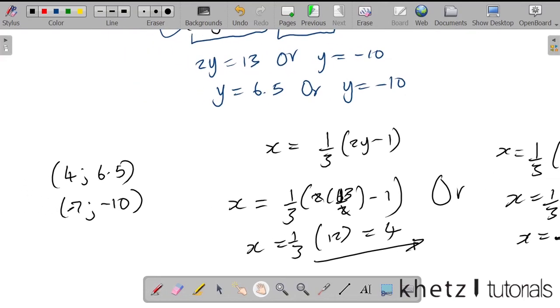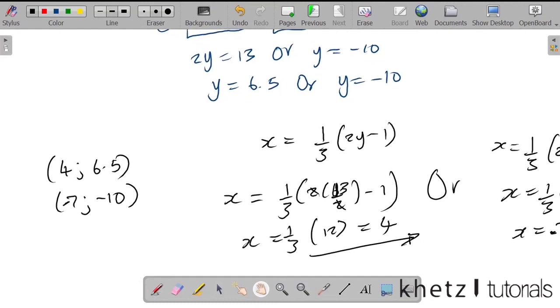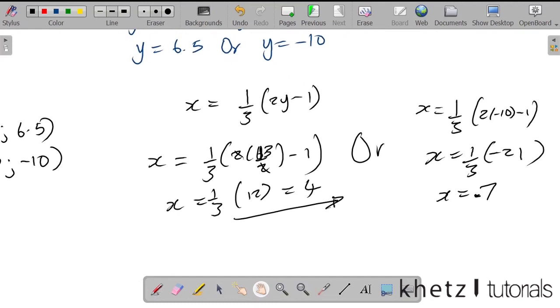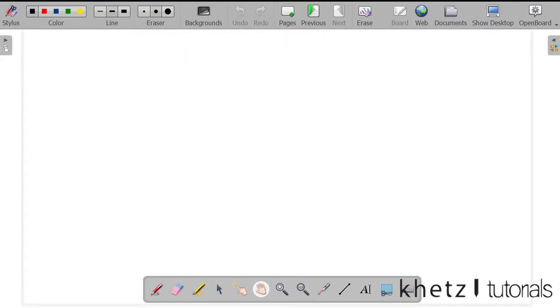So the answer to that is negative 7. And that is how you basically deal with simultaneous equations. You write one variable in terms of the other and solve for that one variable and use the answer to that variable to find the other one. So we're now basically going to move on to look at inequalities. So let's look at inequalities.